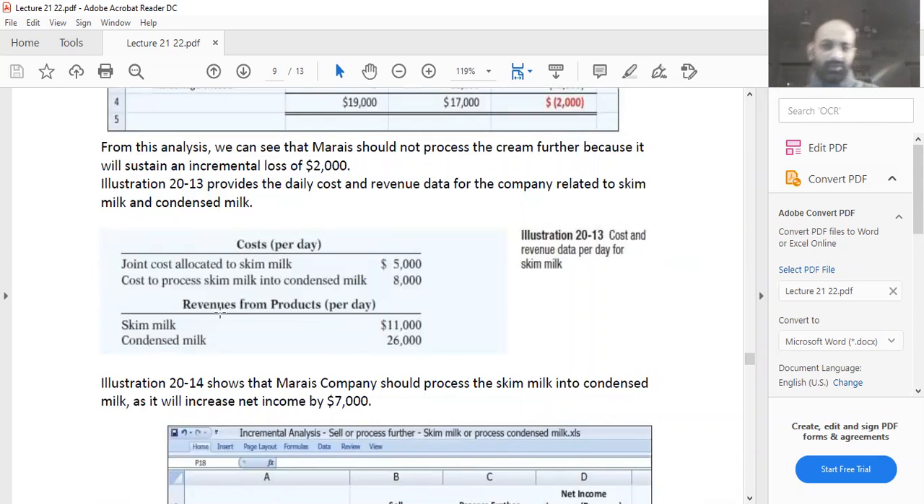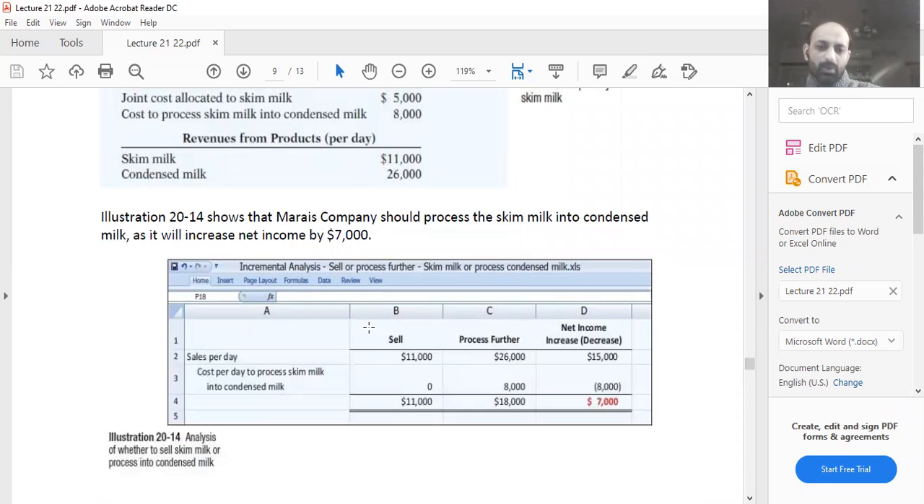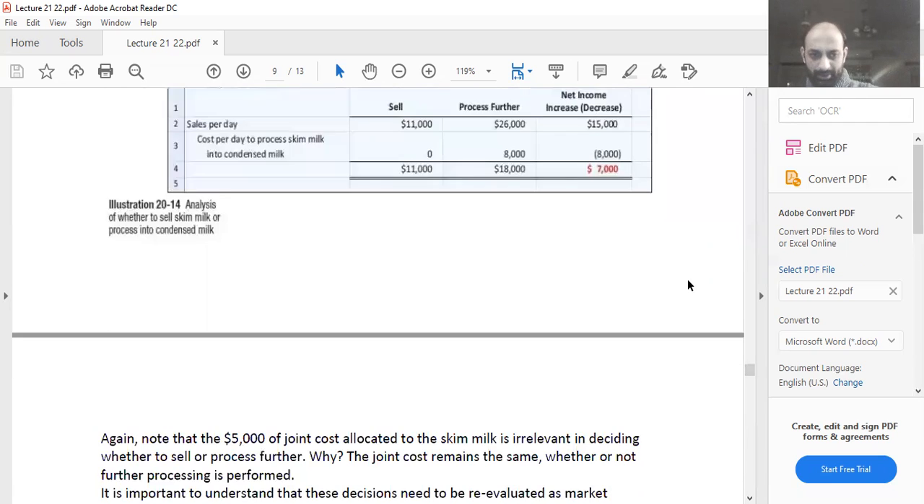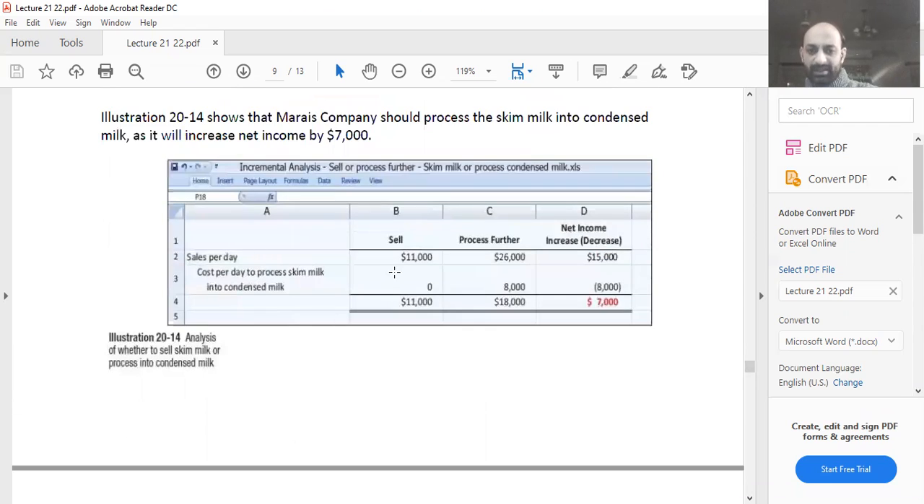In the same way, if you look at the cost for skim milk, if you sell it as skim milk, you get a net income of 11,000. If you process it further and sell it as condensed milk, you get a profit of 18,000. So using incremental analysis, you get additional income of $7,000. Again, note that the 5,000 of joint costs allocated to skim milk is irrelevant in deciding whether to sell or process further. That is why, again, it is zero here.